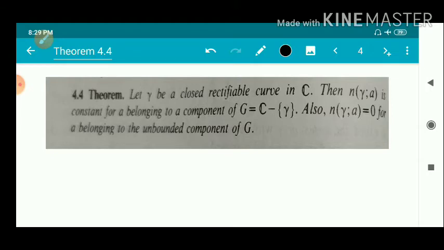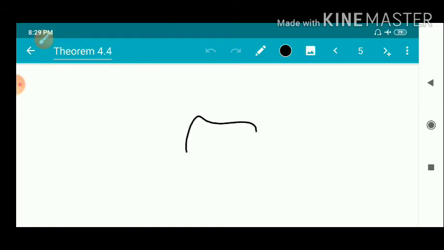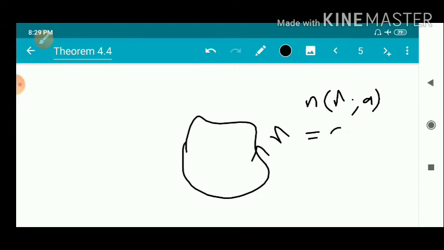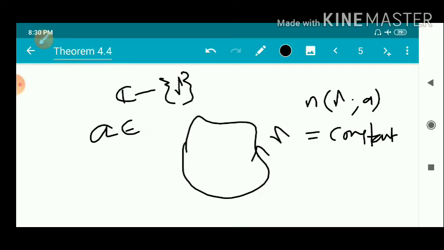That is, we have a curve gamma in the complex plane, a curve gamma which is closed and rectifiable. Then we have to show that the index of gamma with respect to a is equal to a constant for a belonging to a component of the complement of gamma. That is, we have the curve gamma and we can consider the complement of gamma, that is C minus gamma. We know that this C minus gamma has components, and if the point a belongs to any component of C minus gamma, whatever the component, n of gamma, a is a constant.